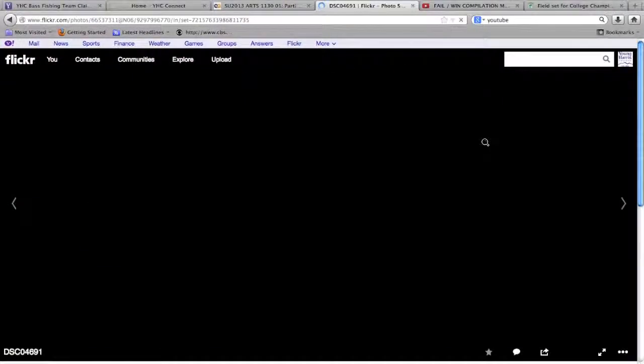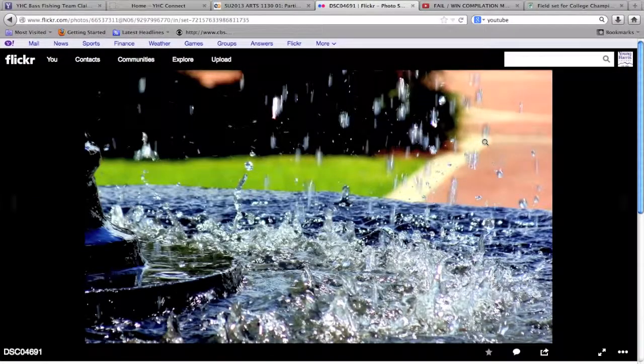Okay, so water is a very common photo for motion. It's done every time in my class, and it's fine because water is always moving, so there's nothing wrong with it. It's a very, very simple way to either stop motion or make it move. Either way, there's nothing wrong with it.